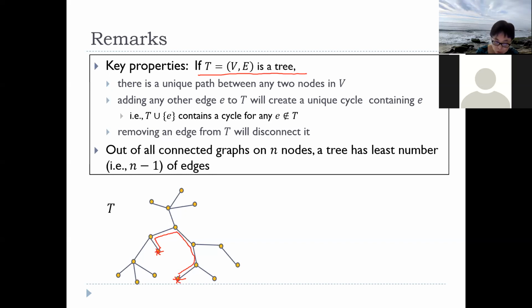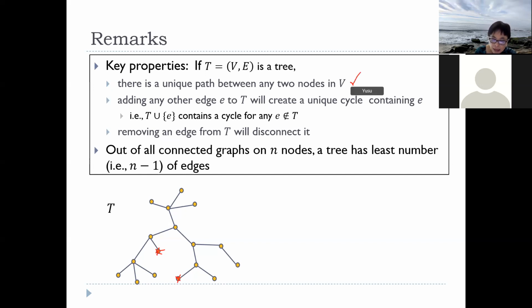Why? If between two nodes you have more than one path, then it closes up into a loop, a cycle. So you cannot. Between any two nodes, we have exactly one unique path connecting them. You can verify this for any two nodes along the tree. So that's property number one.